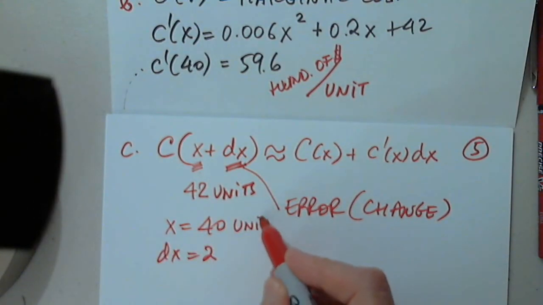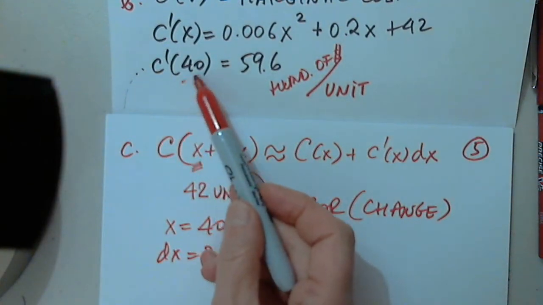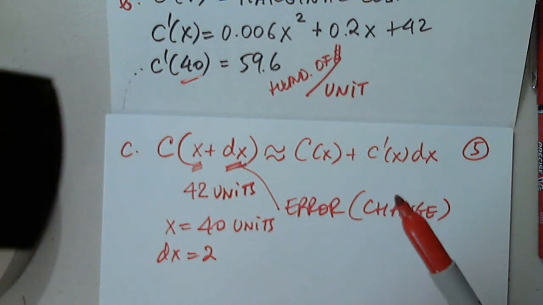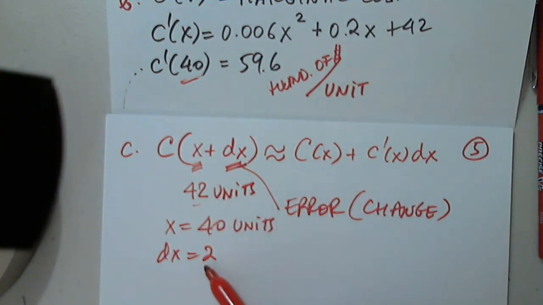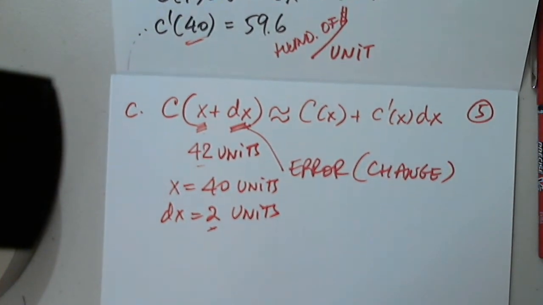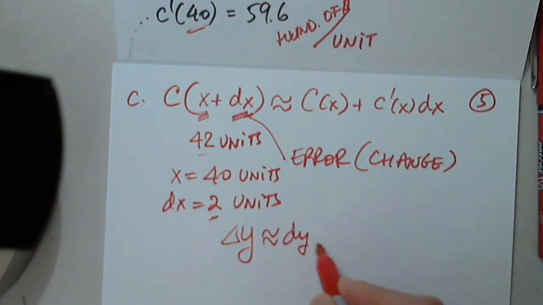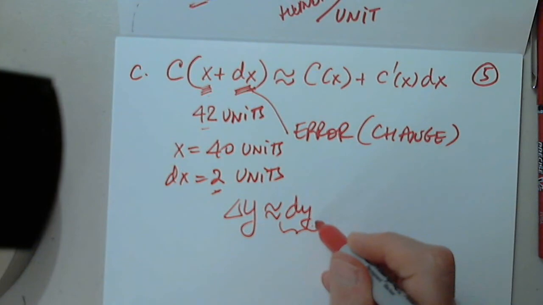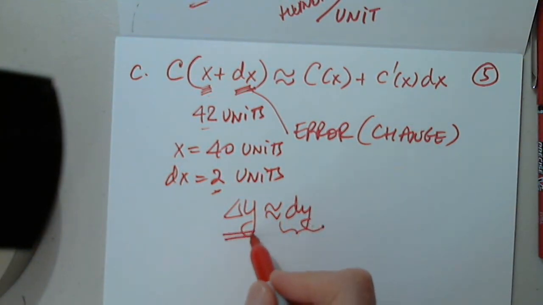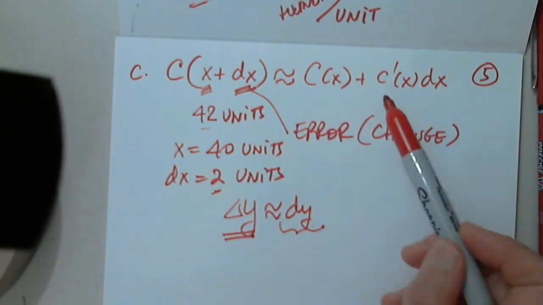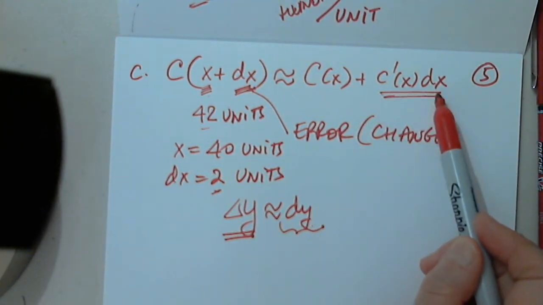Exactly. Why 40? Because everything is referring to 40, right? So then the change is 2 units. So remember the delta y, approximately dy. They want us to determine dy, not the exact change in y, not C of x plus dx minus C of x. No, they only want this.